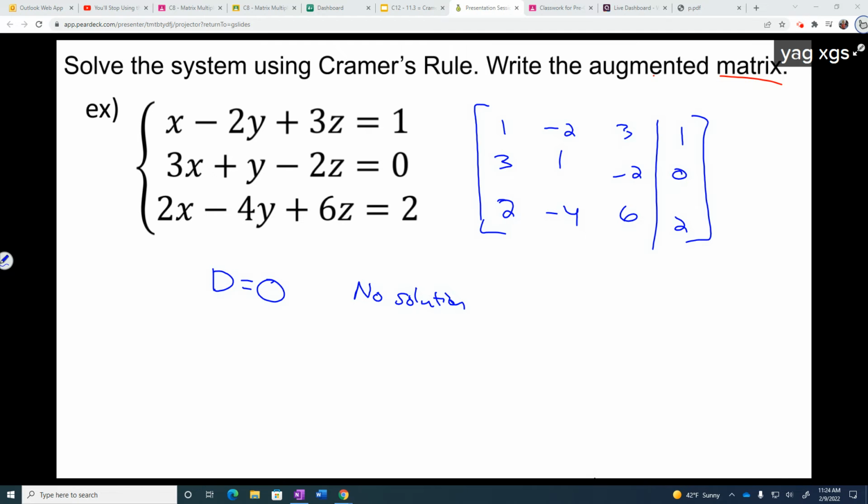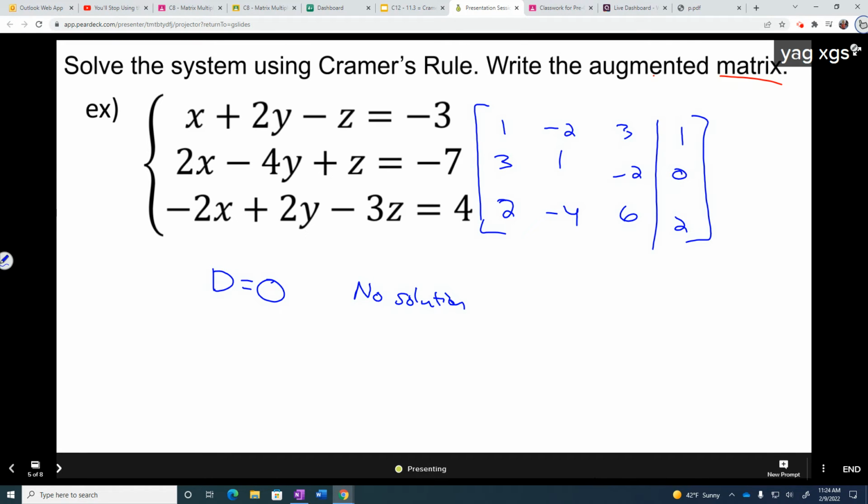On 2 of your problems, this is the case. 2 of your problems, there's no solution. So if you get D equals 0, you don't need to do anything else, because whatever you get for x, y, and z, they're going to be divided by 0. So it's not going to work. This problem has no solution. There's no set of 3 numbers that satisfies all 3 of these.